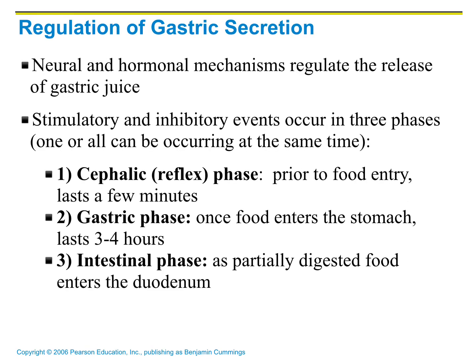There are 3 phases in the regulation of gastric secretion. There's stimulatory and inhibitory events that occur in these 3 phases. And the phases can be occurring at the same time or individually. The cephalic phase is before food enters. It only lasts for a few minutes. The second phase is the gastric phase. That's once the food actually enters the stomach. This lasts for about 3 to 4 hours. And the intestinal phase is as we're moving the food slowly into the duodenum.